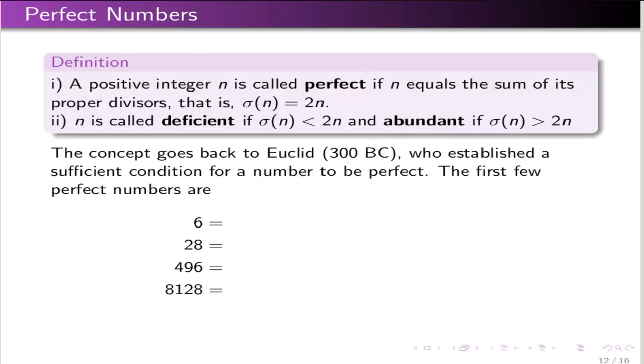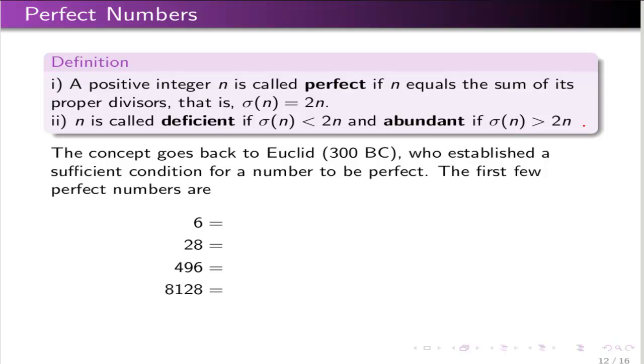All right, let's apply the fact that sigma is a multiplicative function to the concept of a perfect number. This is a concept that goes back to Euclid, 300 BC. So a positive integer is called perfect if it equals the sum of its proper divisors. So in other words, sigma of n equals 2 times n. The factor of 2 comes because we have to add n to the number as well to get sigma of n. N is called deficient if it doesn't have very many divisors, so the sum of the divisors comes out to be less than 2n, and it's called abundant if sigma of n is greater than 2n.